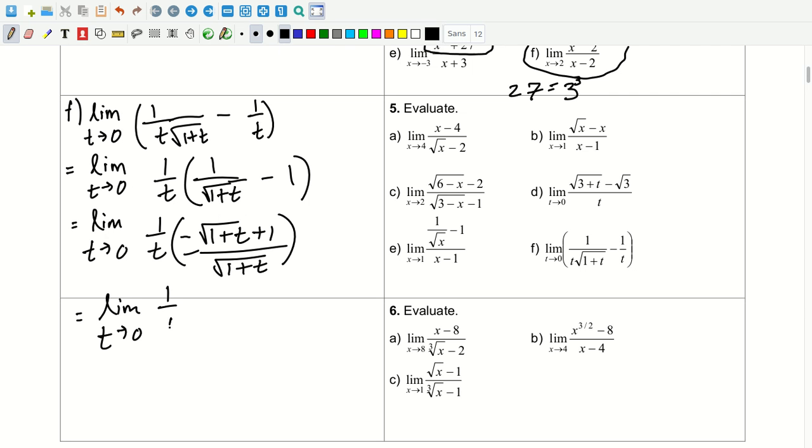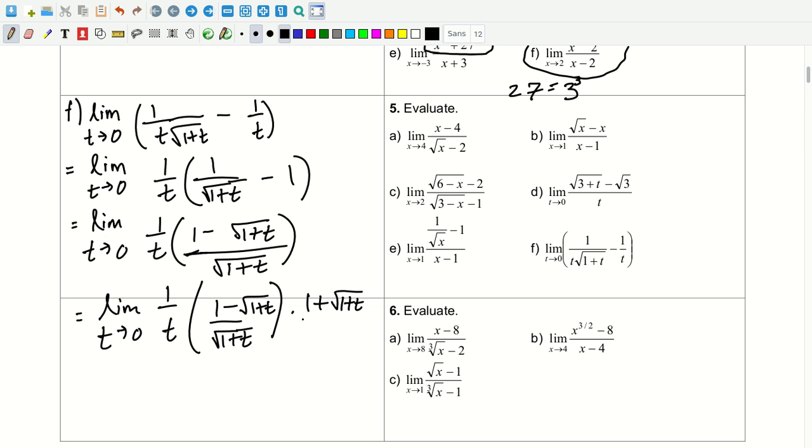1 over t, oops, don't get confused, that's a division line. So let me rewrite this then. It is 1 minus root of 1 plus t, okay? So now the conjugate that sticks out to me like a sore thumb is 1 plus root of 1 plus t, right? So I'm going to multiply. Let's see what happens. Root of 1 plus t. 1 plus root of 1 plus t.